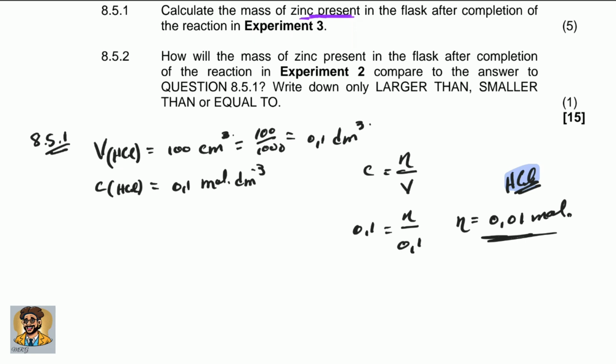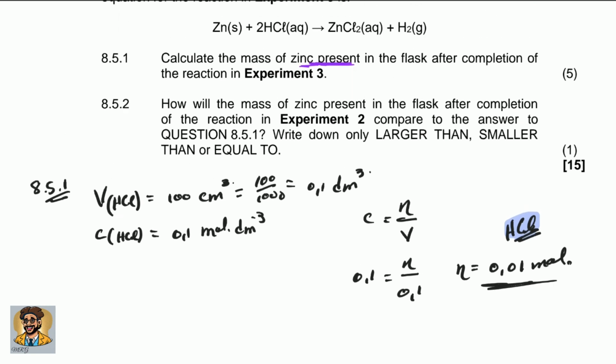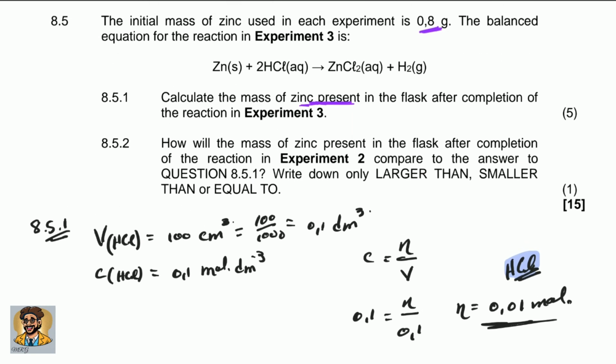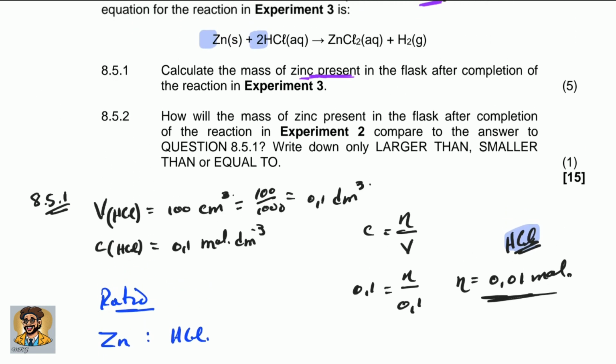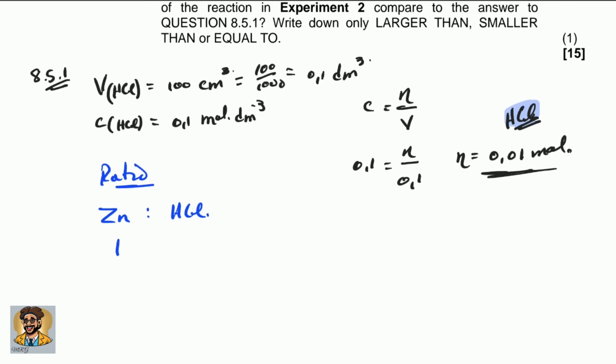Okay, for this one we need to use the ratio. So we're coming back to the equation and we look at the ratio of hydrochloric acid and zinc, and that will give us the amount of zinc that reacted. You can see that it is 1:2. So we're going to write here the ratio of Zn to HCl. Those are the two I want to look for. The ratio is 1:2, 1 for zinc, 2 for hydrochloric acid.